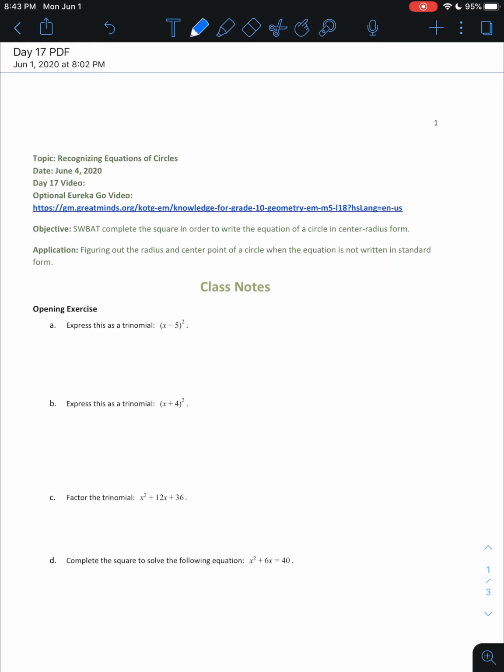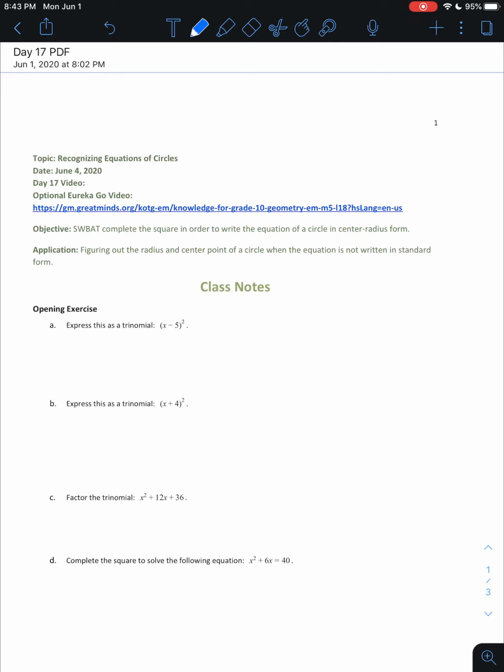Today we are going to be talking about recognizing equations of circles. If you remember from last lecture, day 16, we talked about equations of circles and how to write them, and how to determine the radius and the center point. If you did not do that lesson yet, you really need to do that lesson before you can do this one. This lesson won't make much sense to you if you haven't done day 16. So I highly suggest doing that one before this one.